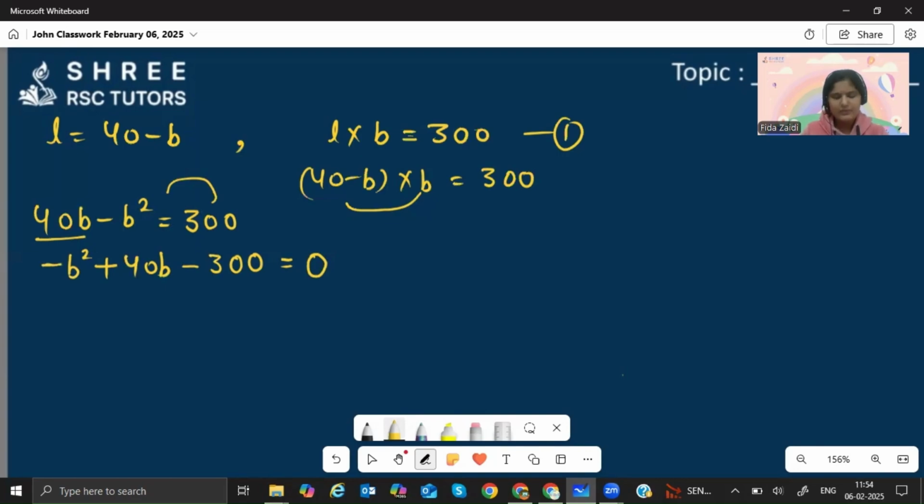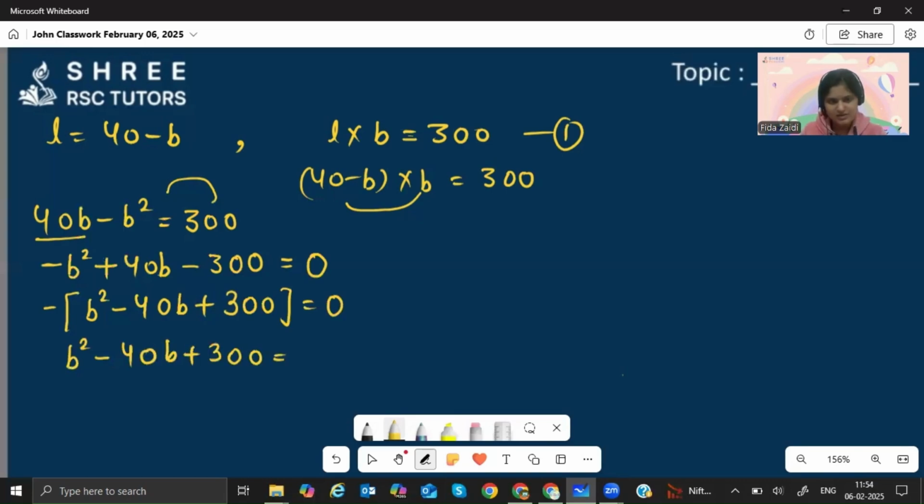But here minus B square is given. You can take the common. B square minus 40B plus 300 is equals to 0. And your new equation will be B square minus 40B plus 300 is equals to 0. This is your quadratic equation. What is the quadratic equation? AX square plus BX plus C is equals to 0.